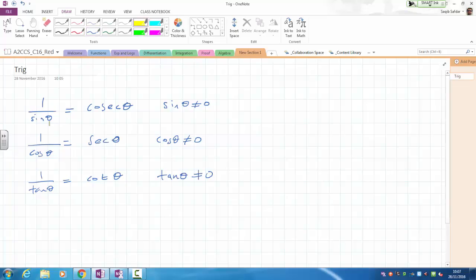Now in order to memorize these, one of the things you want to be aware of is sine, cos and tan, S, C and T, are essentially the third letter on cosec, sec and cot. So that's what we mean by the third letter.